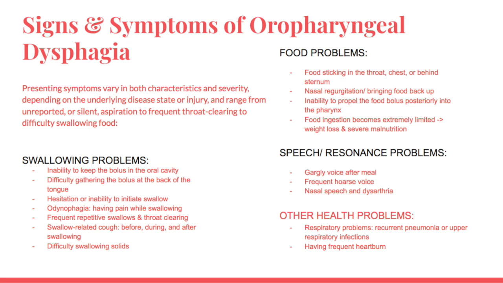The presenting symptoms listed below vary in both characteristics and severity depending on the underlying disease, state, or injury, and can range from unreported or silent aspiration to frequent throat clearing to difficulty swallowing food. So I was able to categorize the different problems and symptoms in different groups. First of all, the first group is swallowing problems, and this includes the inability to keep the bolus in the oral cavity, difficulty gathering the bolus at the back of the tongue.